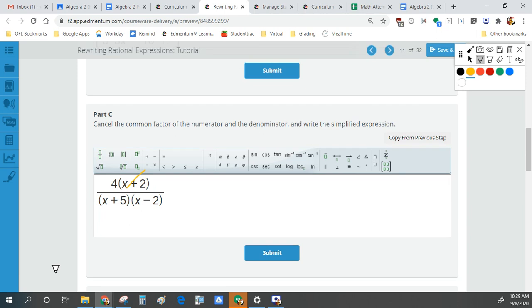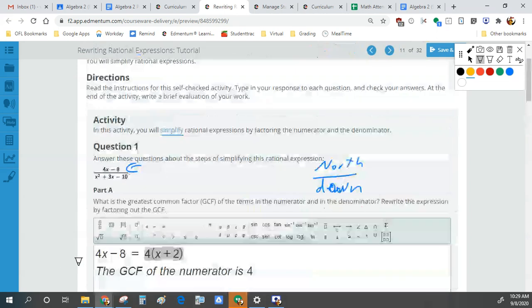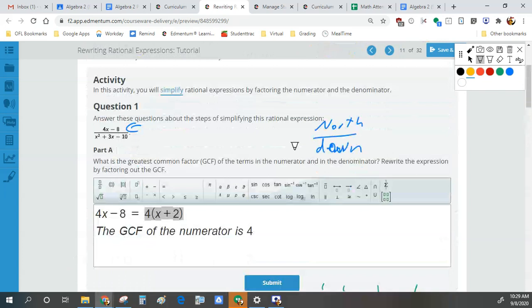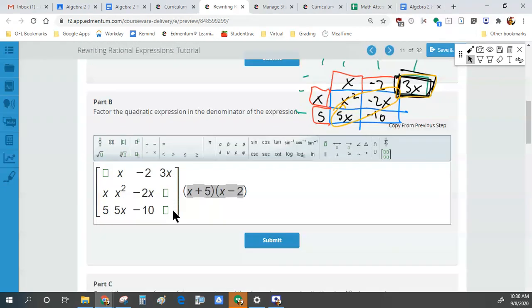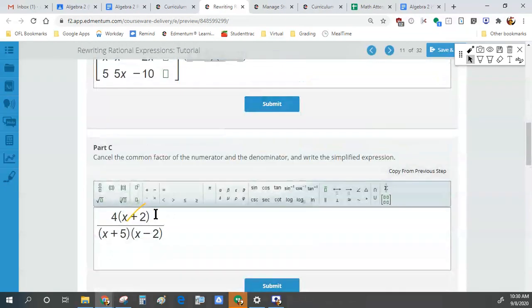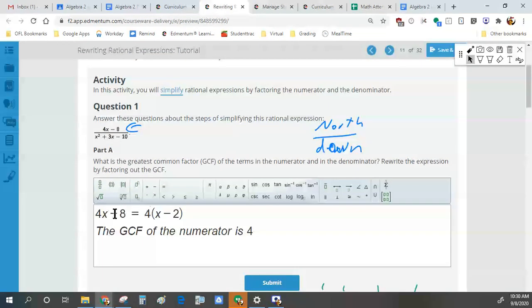Oh, wait, can't? That's a +2. Oh, that was a -2. How come none of you guys told me this was supposed to be a -2, guys? I was wondering, I was like, something's supposed to cancel out here. There we go. Now I can cancel these out. So you can see, you can always check your work too. This was my bad because 4 times -2 gives us -x.